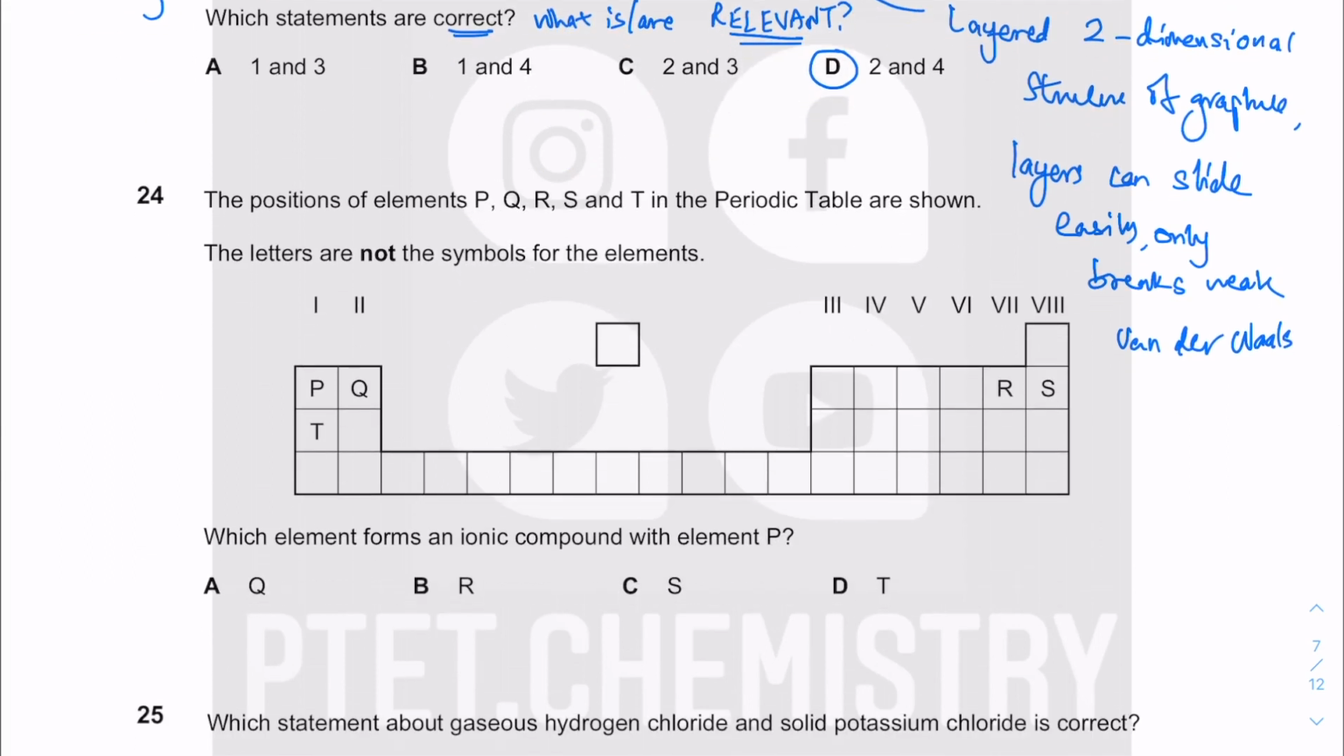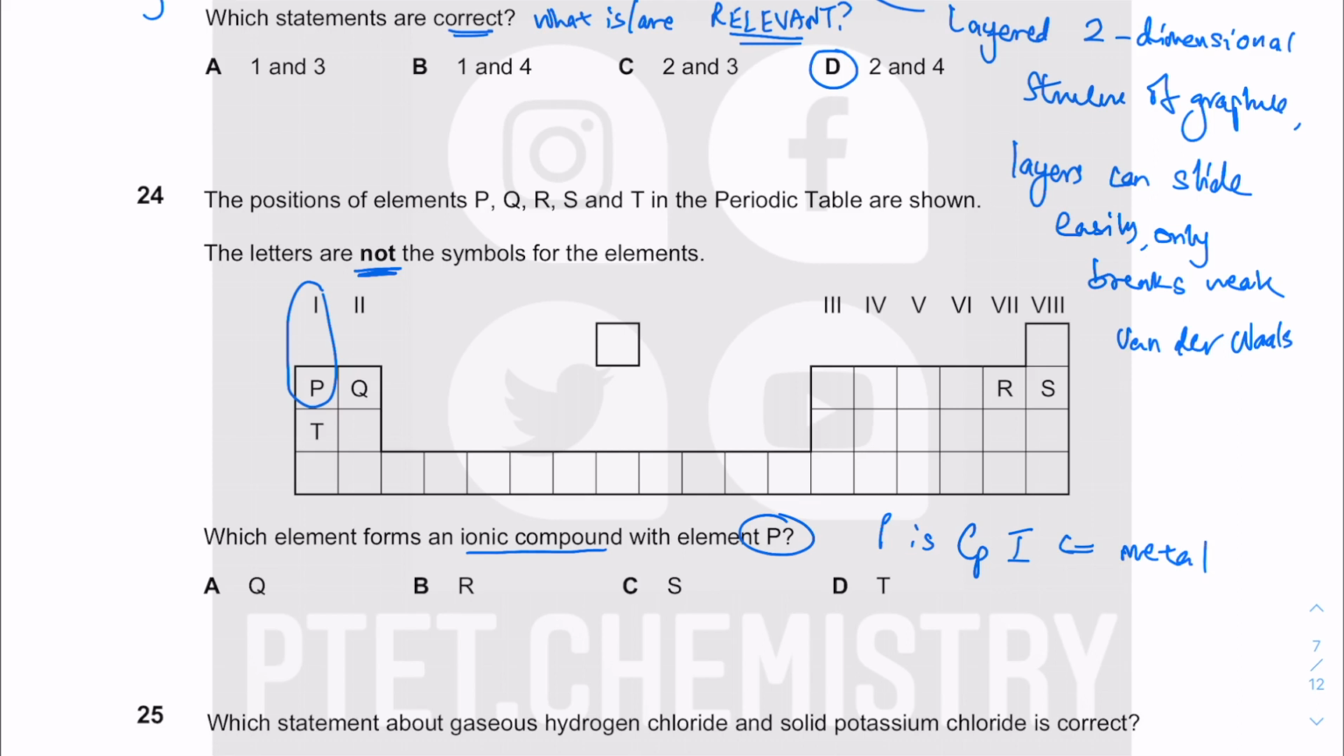Question 24, so we have some symbols. They have already specified the symbols for the elements. So which one forms an ionic compound with element P? So P is here, P is group 1, so that is going to be a metal.